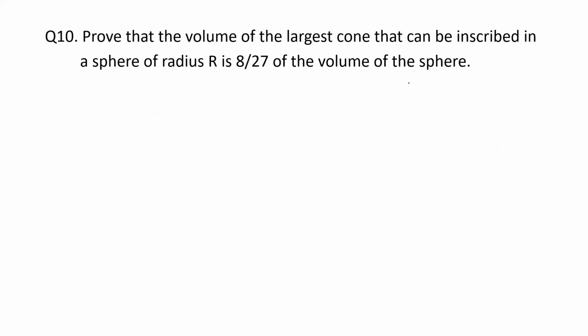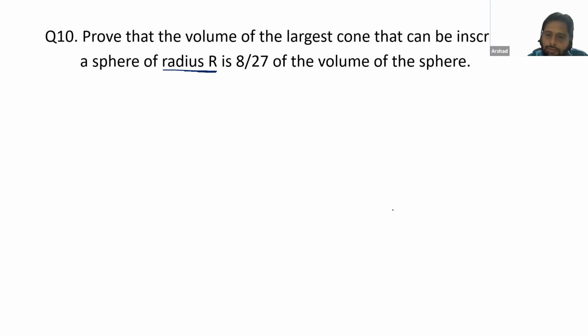The next question is: prove that the volume of the largest cone that can be described in a sphere of radius r is 8 by 27 of the volume of this sphere. Since the sphere of radius r is given, that means r is constant.